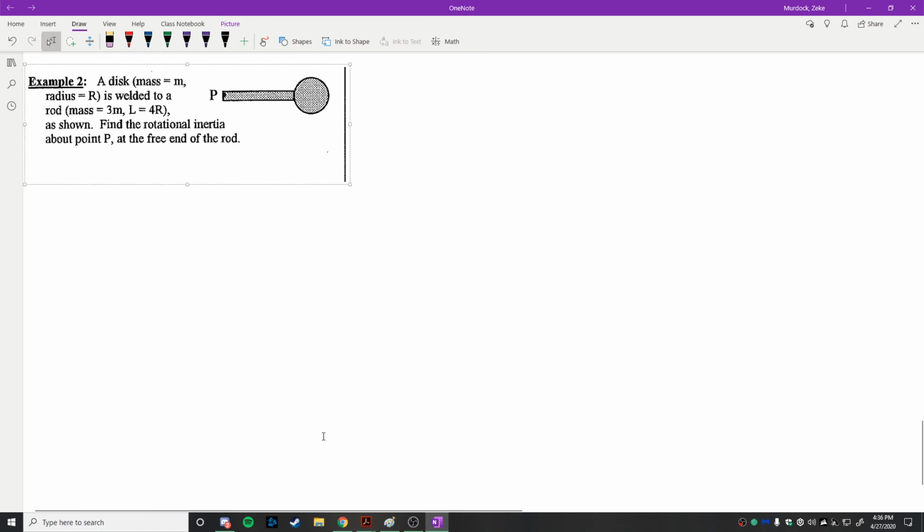You have a disk with a mass m and a radius r, welded to a rod with a mass 3m and a length 4r. We want to find the rotational inertia about point P, the free end of the rod.